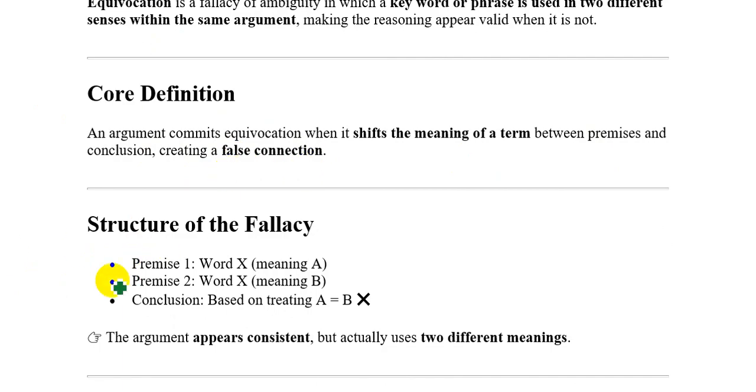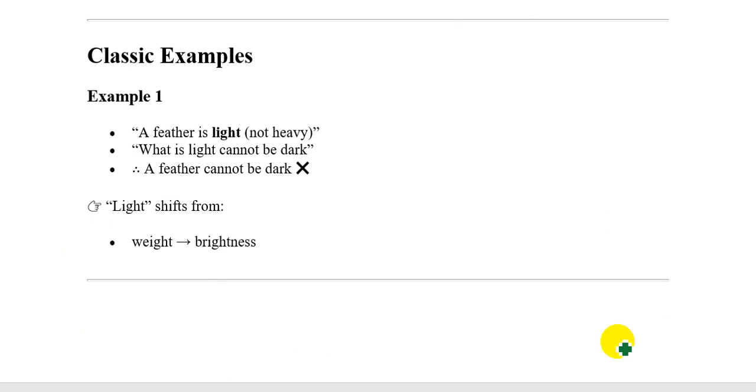For example, in premise 1, word X has meaning A, but in premise 2, the same word has meaning B, and the conclusion based on treating A as equal to B will be false. The argument appears consistent but actually uses two different meanings. This will be clear through an example. A feather is light, or not heavy. We can use any of these, but we are using feather is light. What is light cannot be dark. Therefore, a feather cannot be dark. So, this is a false, invalid conclusion.